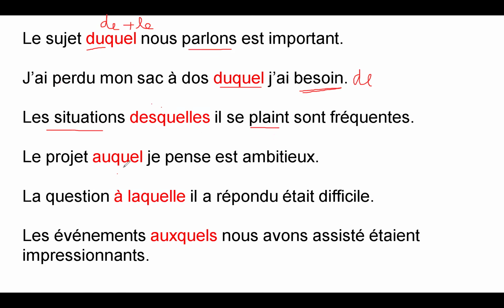Le projet auquel je pense est ambitieux. So penser à is always followed by the preposition à. So in that case, we need to use the preposition à, and we are talking about le projet. So à plus le get combined as au. Le projet auquel je pense est ambitieux.